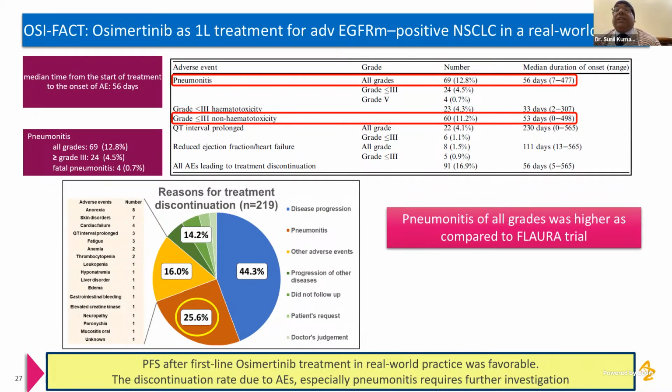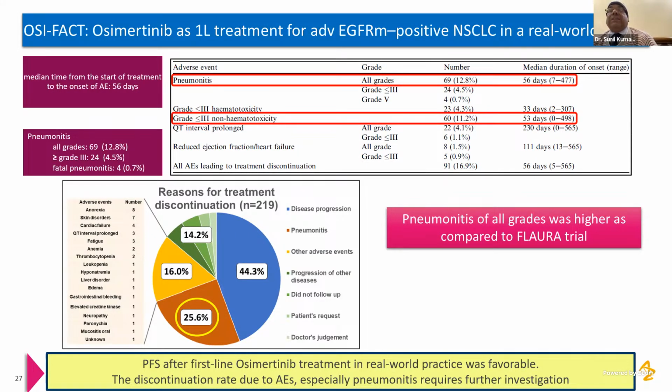I would like to highlight a few things which are very, very important. Disease progression is seen in 44.3%, pneumonitis 25.6%, 16% of patients had progression of other disease, and 14% did not follow up, patient request and doctor request. The important thing: most of the time we see pneumonitis in a number of patients, and we always neglect pneumonitis, basically non-infectious, all grade 1, as higher compared to the FLAURA trial. And progression-free survival after first-line osimertinib in the real world is in favor of the third generation TKI.